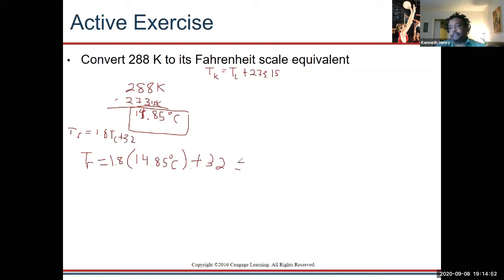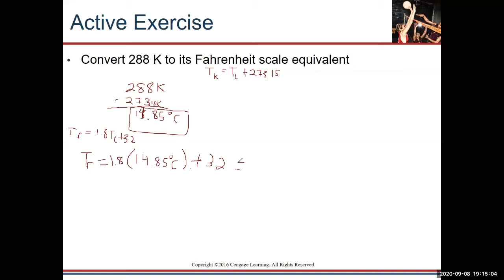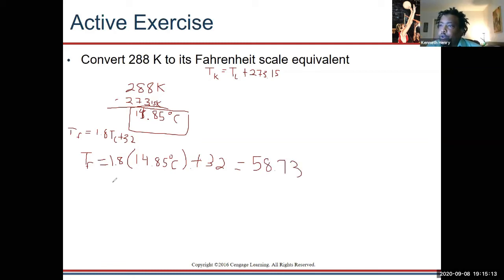Okay, so what do you guys get? 58.73. So you round, right? To 59. Okay, so if we were rounding, what would be the number that I would use to round? 7. So it's a 59. Okay, so the answer should be 59 degrees Fahrenheit. Yes.